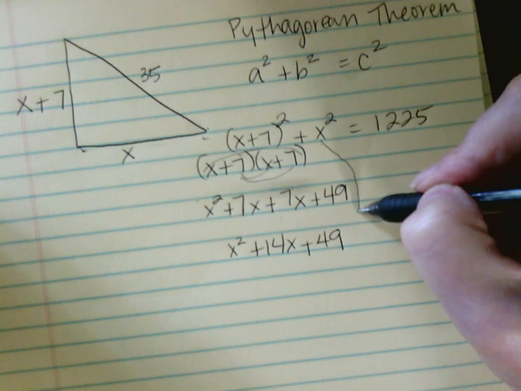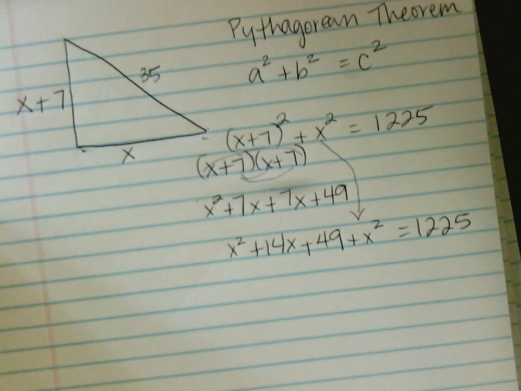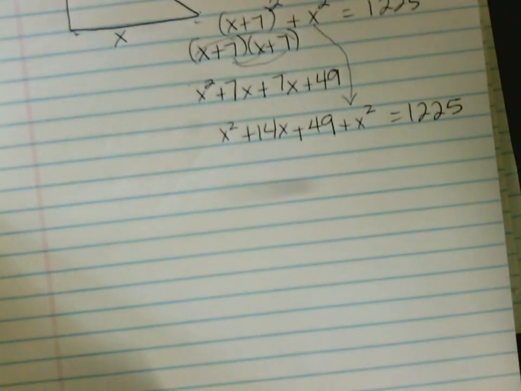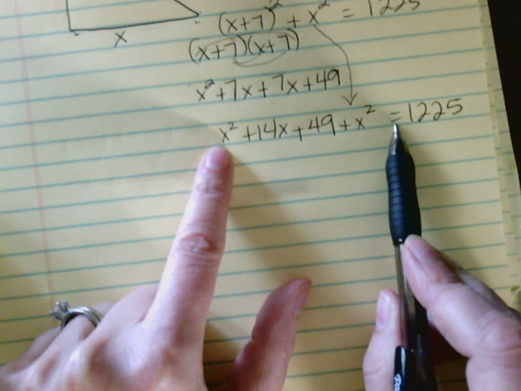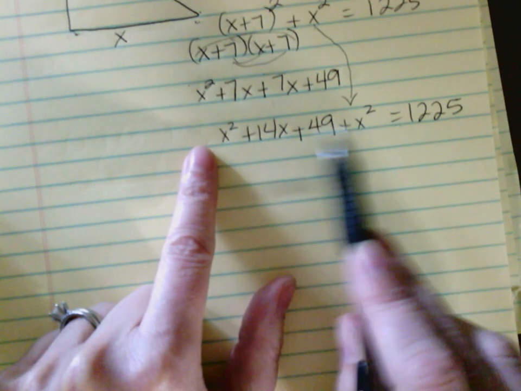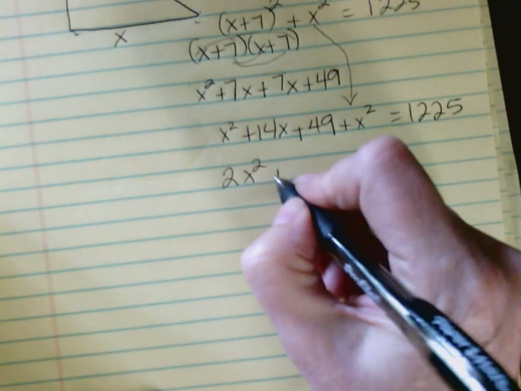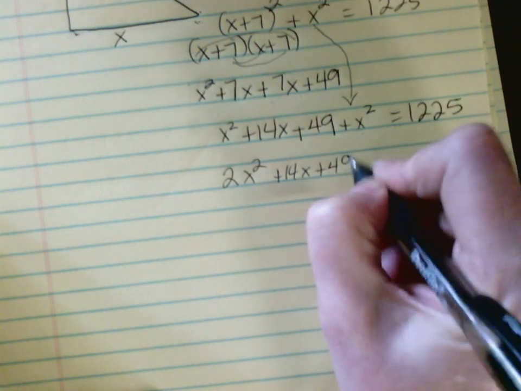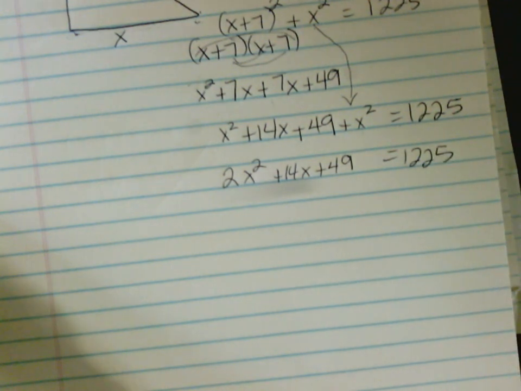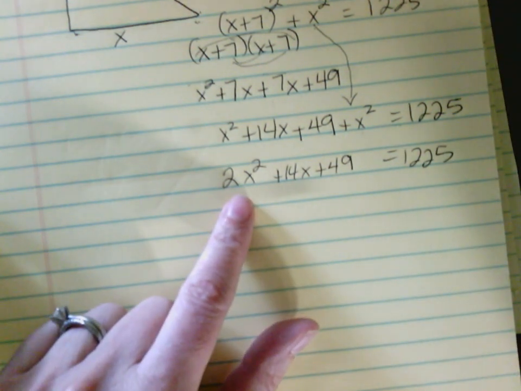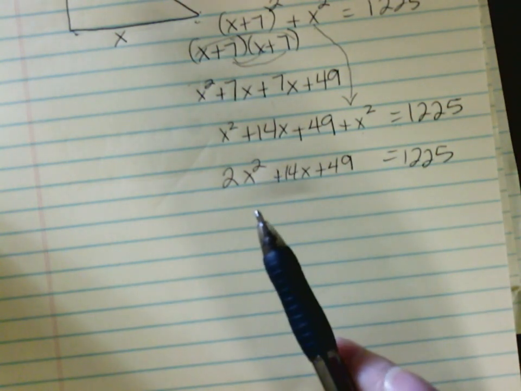Now I'll just bring down this x squared equals 1,225. So now let's look over here. We can combine these two x squared since they're on the same side of this equal symbol. I can put these together. So I've got 1x squared and another 1x squared. So I actually have 2x squared plus 14x plus 49 equals 1,225. So now I notice that I am solving what's called a quadratic equation because it's an x squared equation.